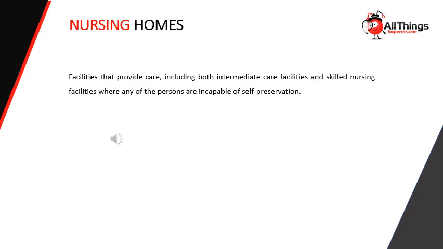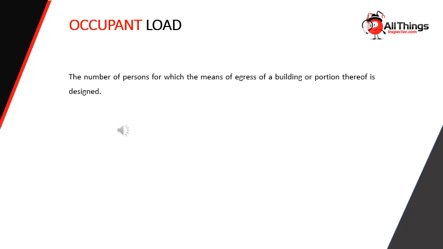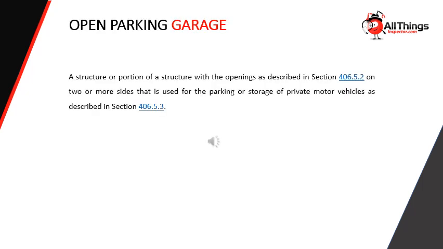Nursing homes. Facilities that provide care, including both intermediate care facilities and skilled nursing facilities, where any of the persons are incapable of self-preservation. Occupant load. The number of persons for which the means of egress of a building or portion thereof is designed. Open parking garage. A structure or portion of a structure with the openings as described in Section 406.5.2 on two or more sides that is used for the parking or storage of private motor vehicles as described in Section 406.5.3.